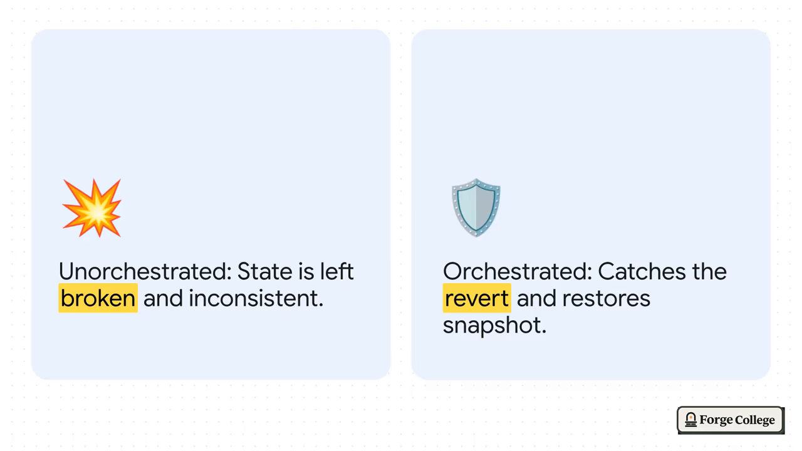But in our orchestrated system, the orchestrator intercepts that failure. It catches the revert from the subcall and immediately invokes the restore function on the storage module using that exact snapshot identifier we saved back in step 1. It rolls everything back locally and surfaces a crystal clear revert reason. No implicit state leaks, no corrupted data. The whole shebang is kept perfectly clean.